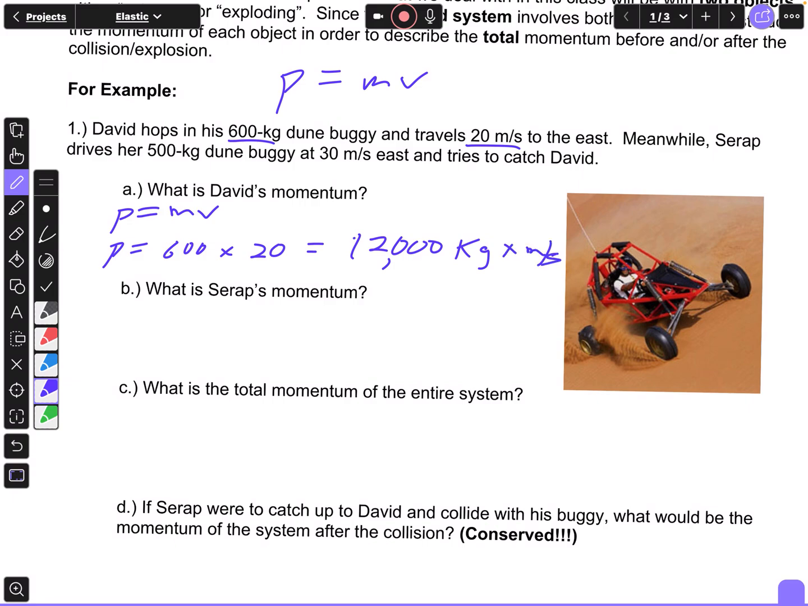And it asks, what is Sarah's momentum? Sarah, again, is P equals M times V. Her mass was 500 kilograms at 30. So it would be 500 times 30, which would equal 15,000 kilograms times meters per second.